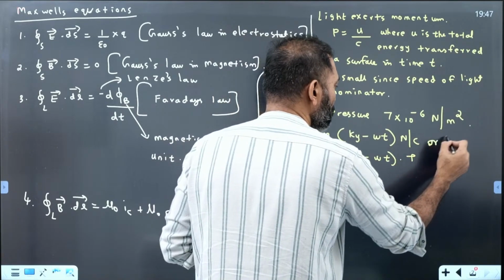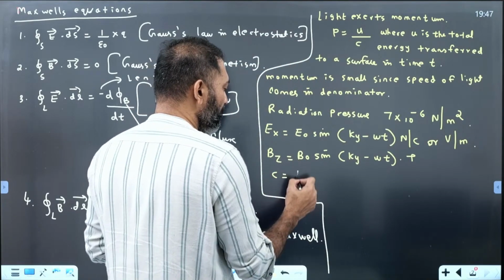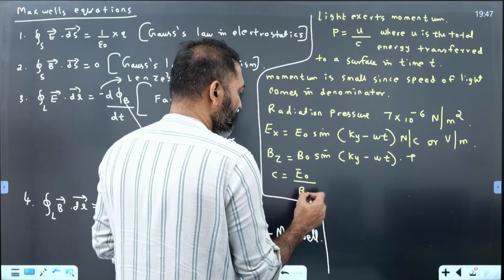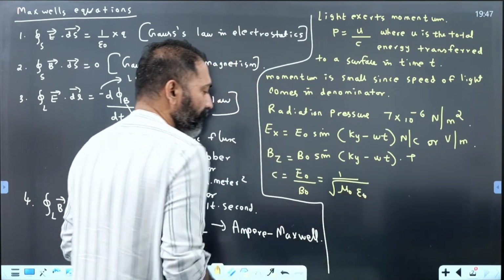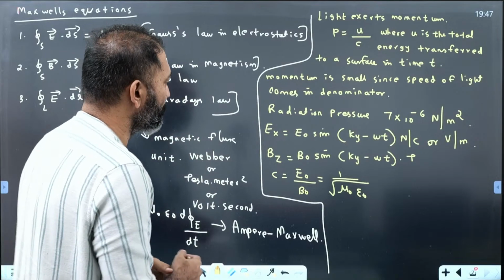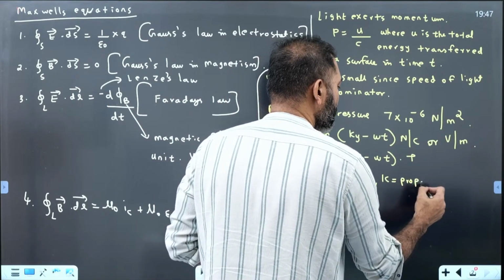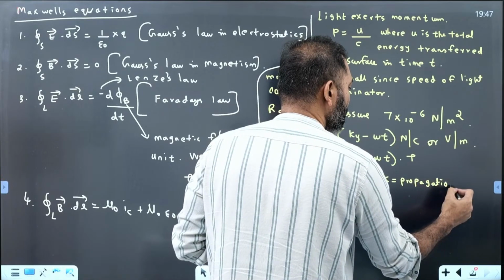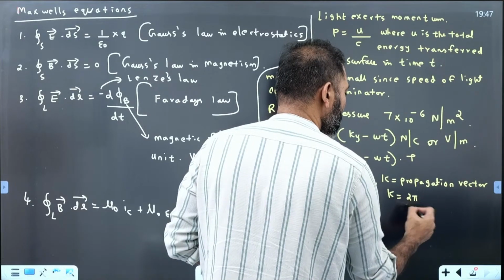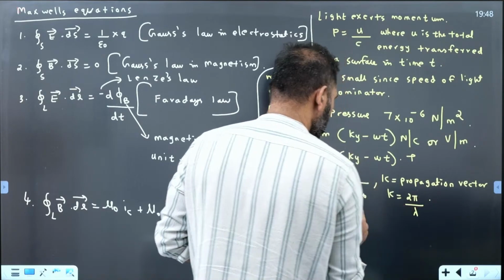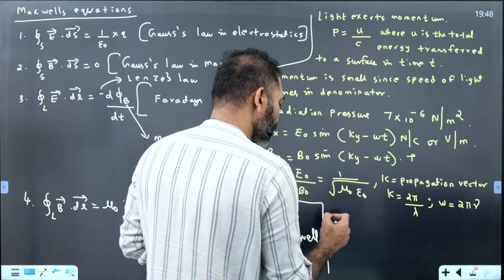Here Newton per coulomb, or another unit is volt per meter. Now remember, C is equal to E0 by B0. That same C is equal to 1 by root mu 0 epsilon 0, and we have seen that in the previous page. Now what is K? Propagation vector. K is equal to 2 pi by lambda. Omega is equal to 2 pi nu.